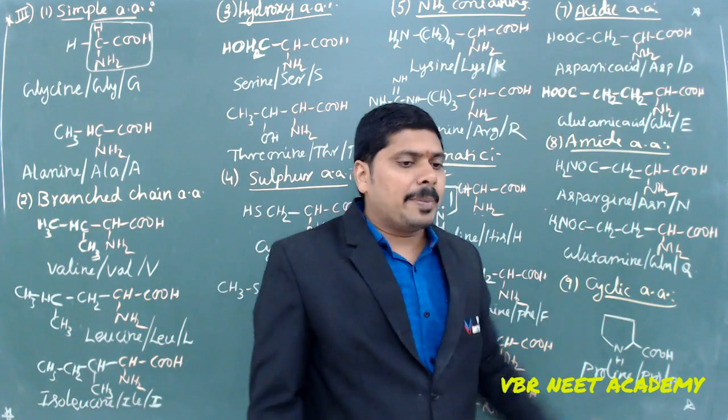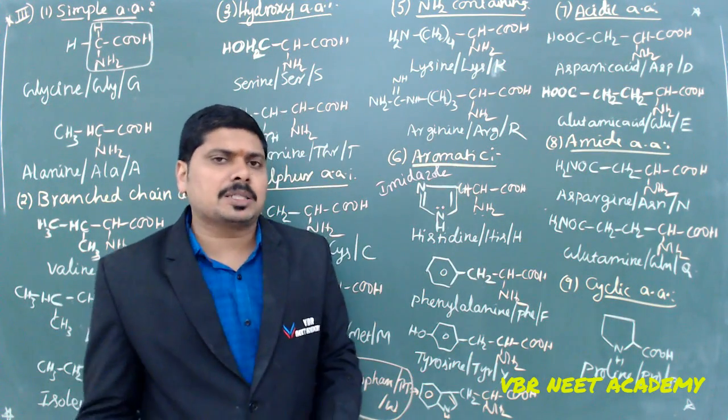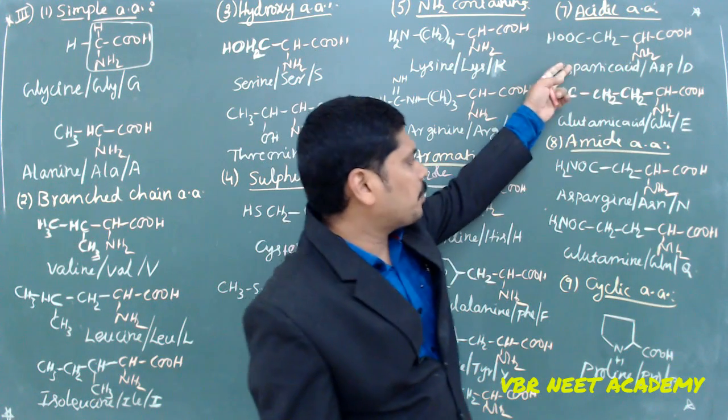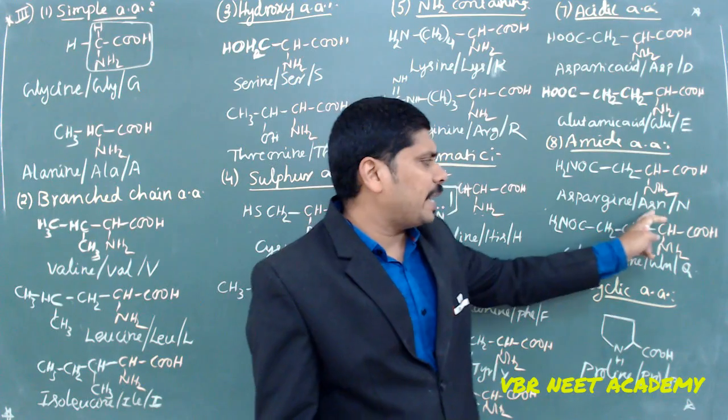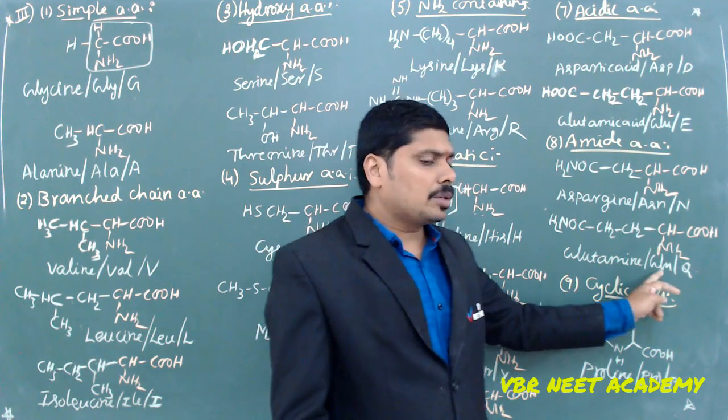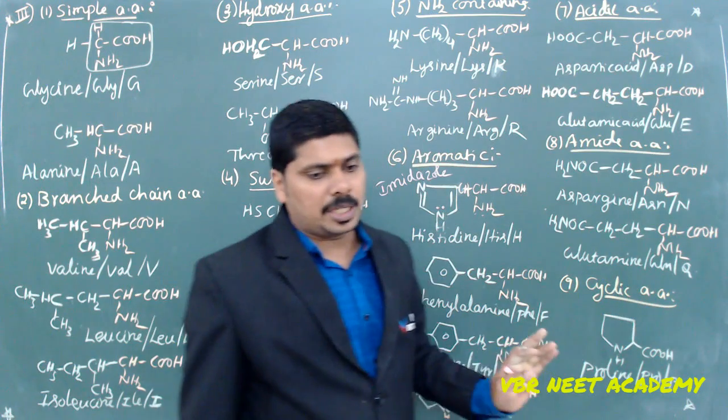And next, the amides. Yes, they are derivatives of the carboxyl group. That's why they are derivatives of glutamic acid and aspartic acid. The aspartic acid derivative is asparagine, ASN, N, and the glutamic acid derivative is glutamine, GLN, Q. That is what you have.